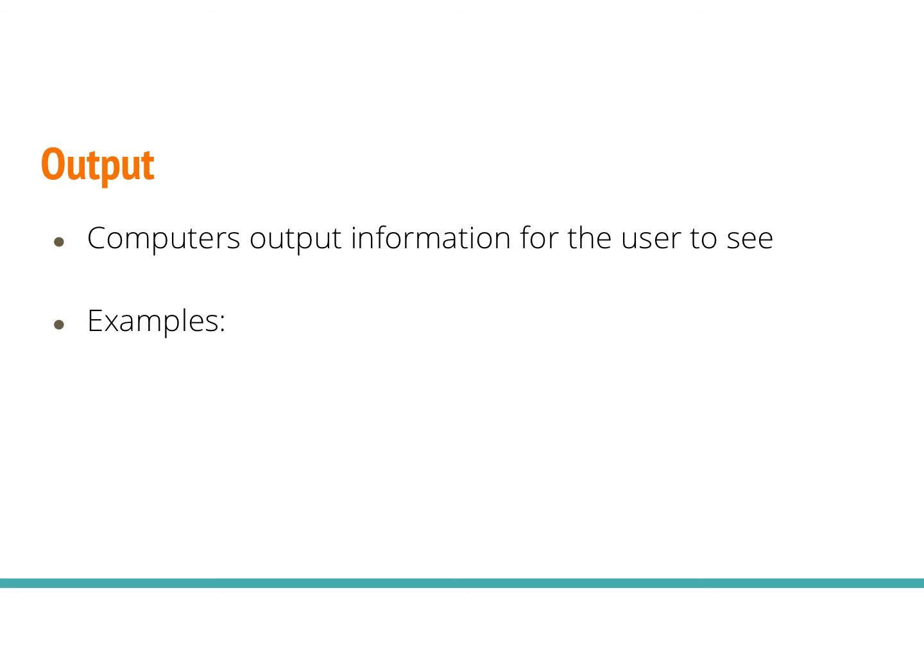And then lastly, computers need to be able to output information for the users to see. So while it's great that they can input information and process the information, you have to be able to output it so the user can see that what they ask the computer to do is actually being done.